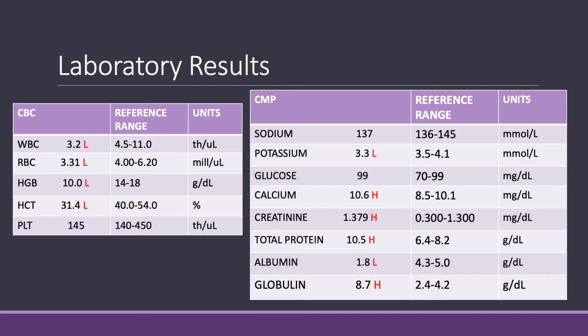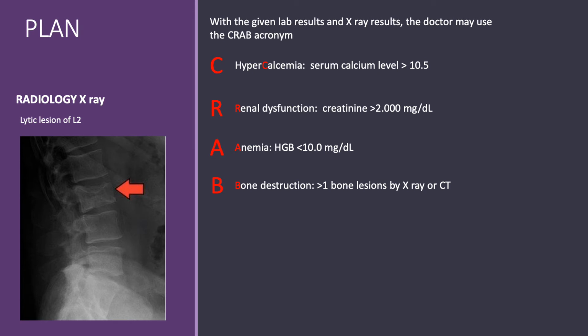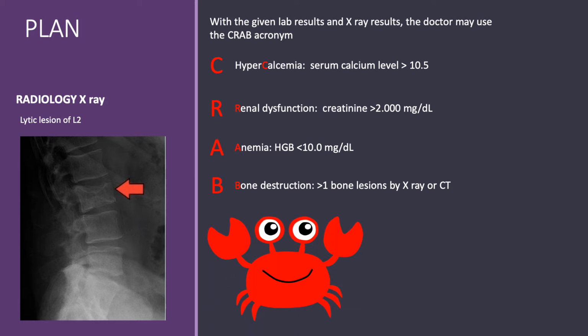The lab results are as follows. Seems the patient has a low white count and his hemoglobin is low. He has a high calcium and a high creatinine. The radiology x-ray shows a lytic lesion of L2 and the doctor may be leaning towards multiple myeloma. And with these lab results and x-ray, he might use the CRAB acronym: hypercalcemia, renal dysfunction, anemia, and bone destruction.